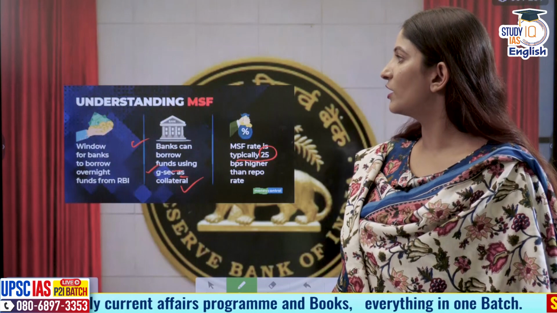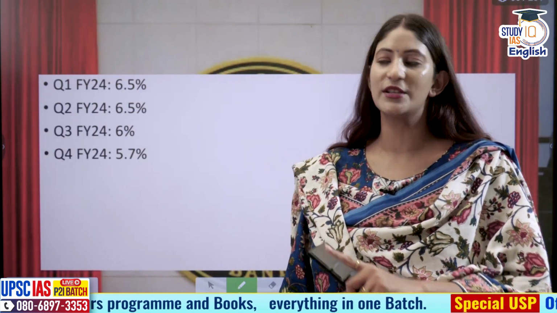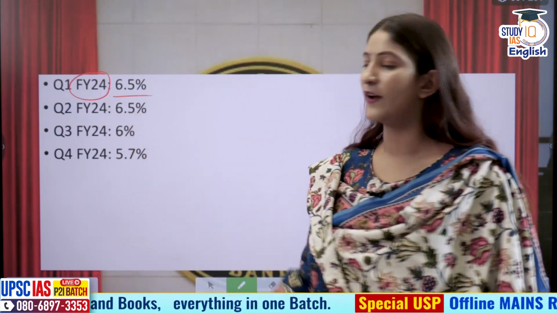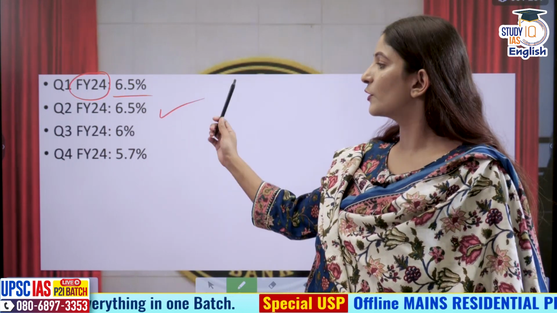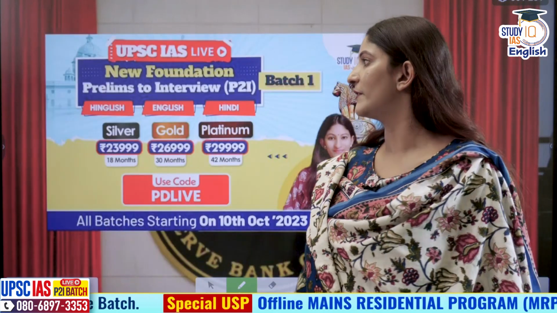Moving on, let's talk about the impacts, also the growth rate projections. Of course, the growth rate projections are such. For quarter 1 for fiscal year 24, it is 6.5%. For quarter 2, it is 6.5% again. For quarter 3, it is 6%, and then quarter 4 is a little below 5.7%.